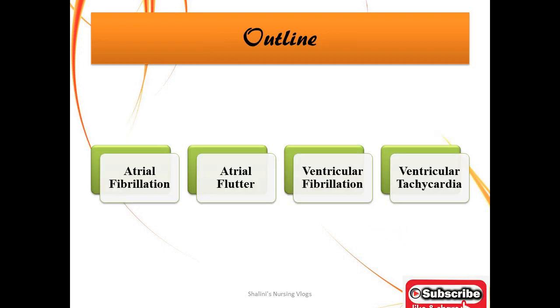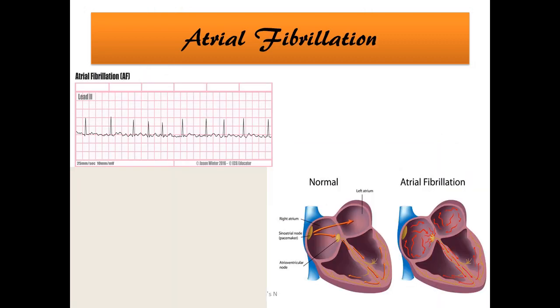ventricles. In the previous videos, we have definitely discussed quite a few types of arrhythmias. But in today's class, we are going to look at atrial fibrillation, atrial flutter, ventricular fibrillation, and types of ventricular tachycardia. So that's the outline of today's discussion. Let us look at them one by one. We'll begin with atrial fibrillation.